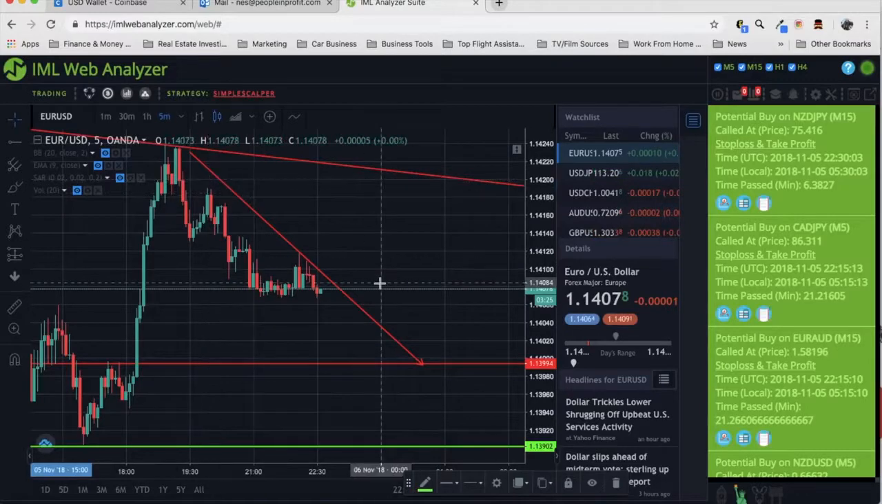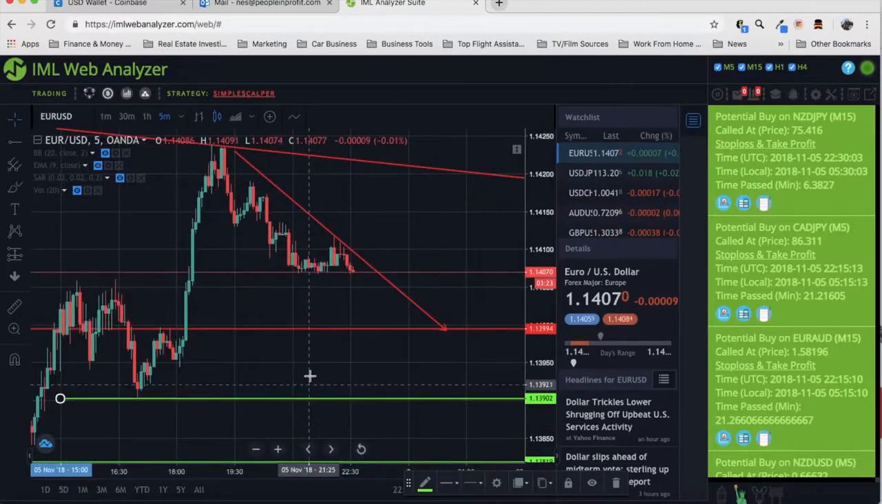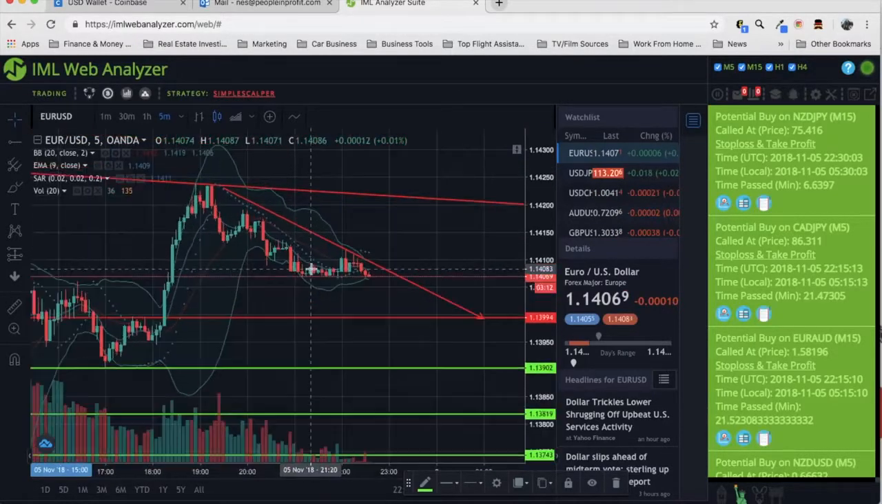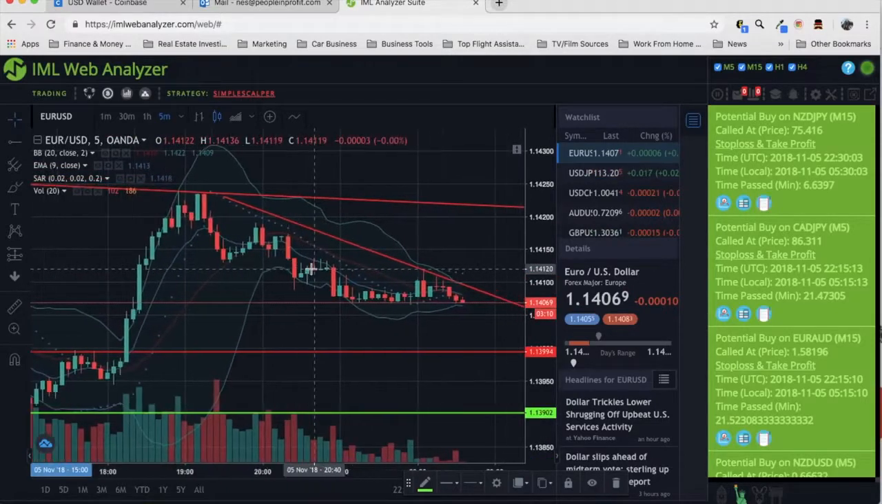So what I'm going to do right now is go right over to the 5-minute chart here, and this is where I am going to activate the SimpleScalper. So I am now going to unhide these indicators here, all right? And now I'm going to help you adjust these settings.